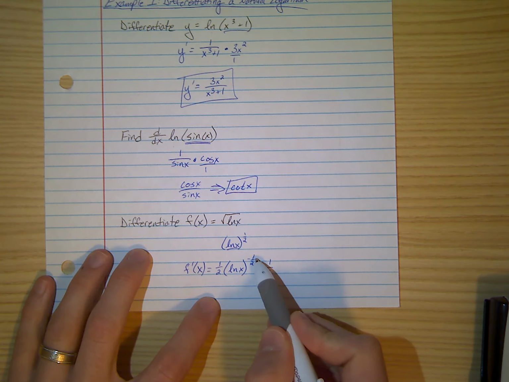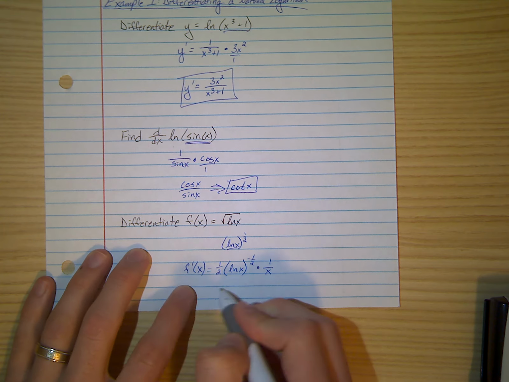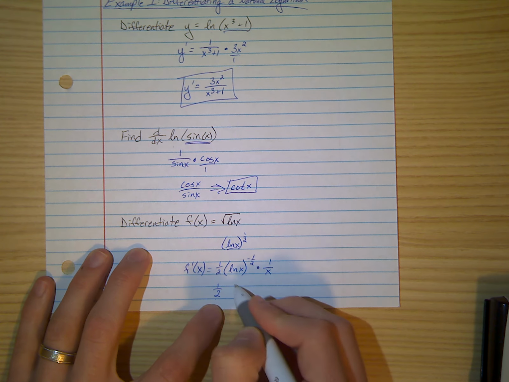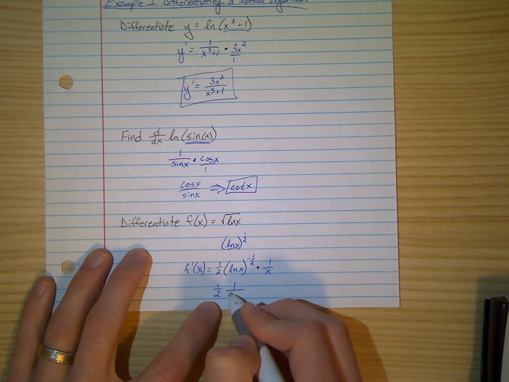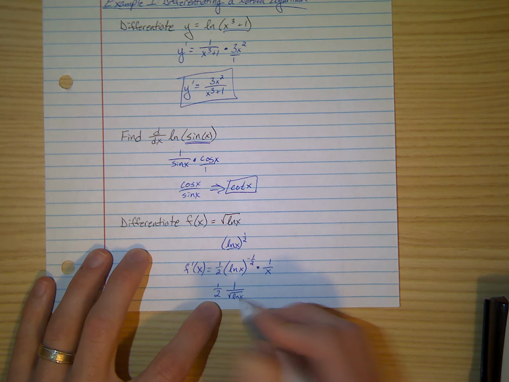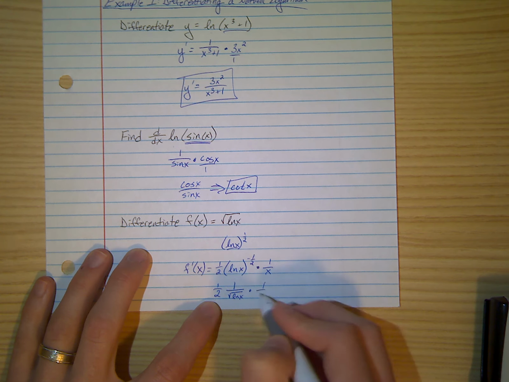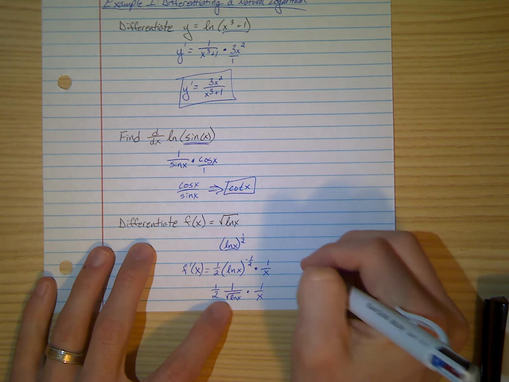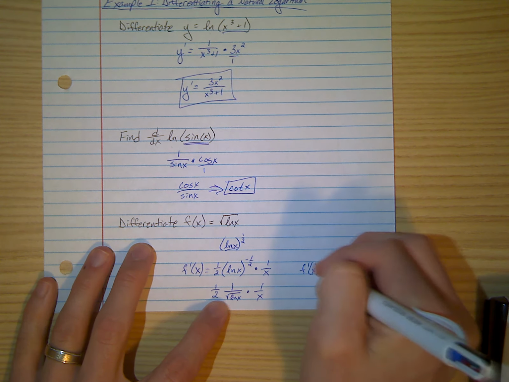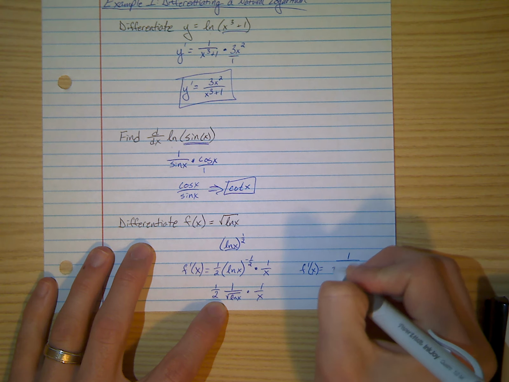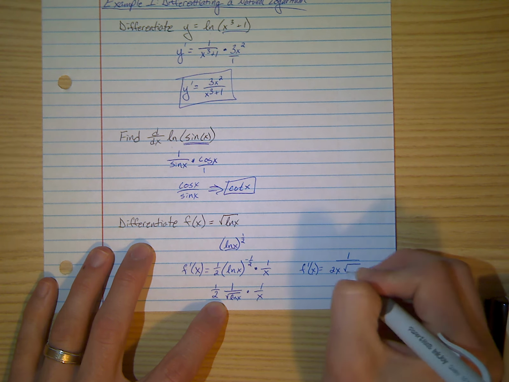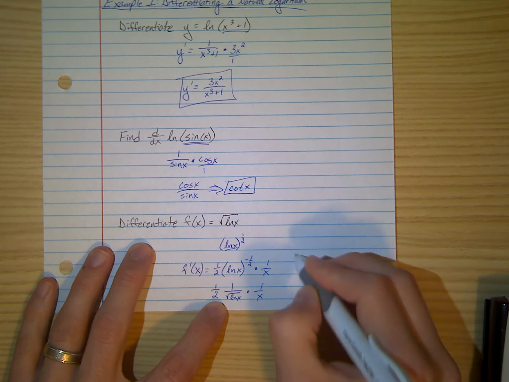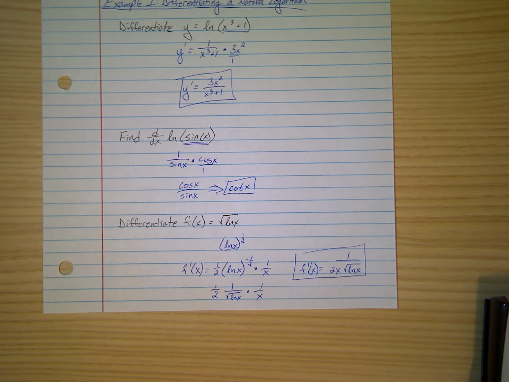Natural log to the negative 1/2 power would become, so you have the 1 over 2. This becomes 1 over the square root of the natural log of x times 1 over x. So cleaning it up even further, f prime of x would equal 1 over 2x times the square root of the natural log of x. All right, pretty straightforward.